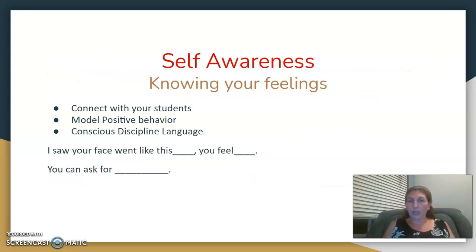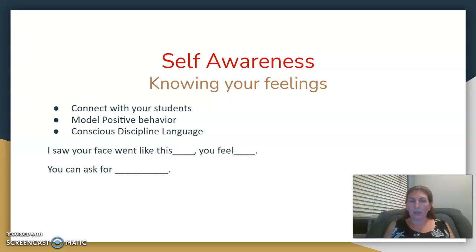So the first one is self-awareness, knowing your feelings. The first thing you have to do is connect with your students, build that rapport, and model positive behavior. These are things that don't take any time in your classroom, things you're probably doing already. In Conscious Discipline, they have a language that they teach. We teach this explicitly to the children, and we do it by modeling from example.